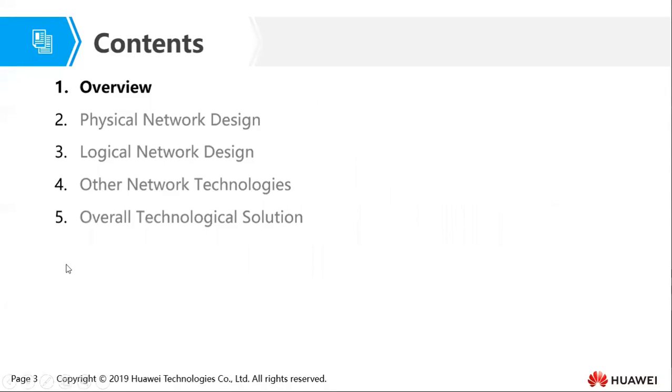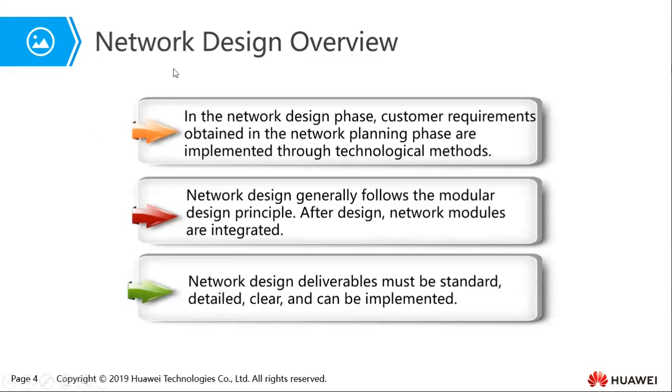Okay, now let's begin with an overview of network design. In the network design phase, customer requirements that were obtained in the network planning phase are implemented through technological methods. So the requirements are now implemented. That is what we do during the design phase.